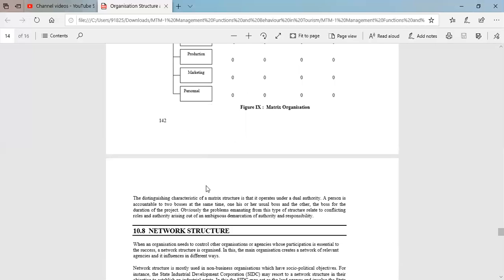So the distinguishing characteristic of the matrix structure is that it operates under a dual authority. A person is accountable to two bosses at the same time. So how does the matrix organization work? What's the importance of it?